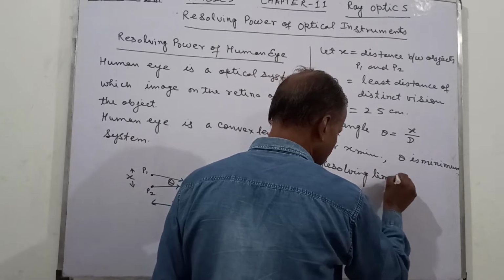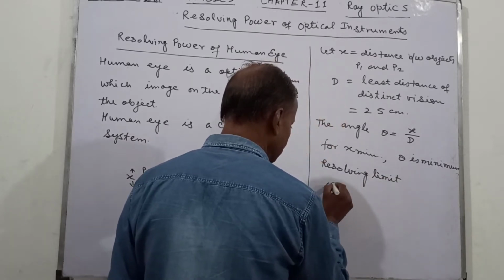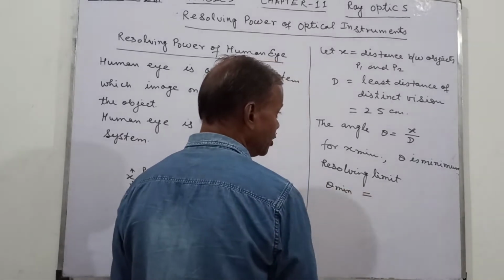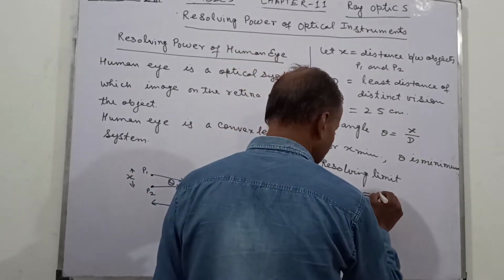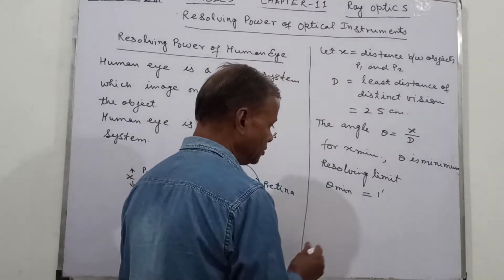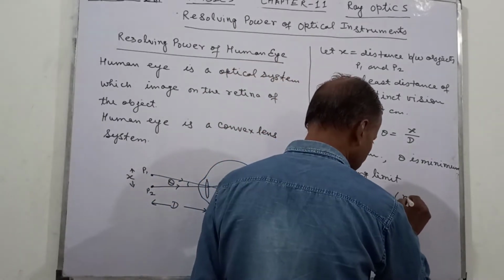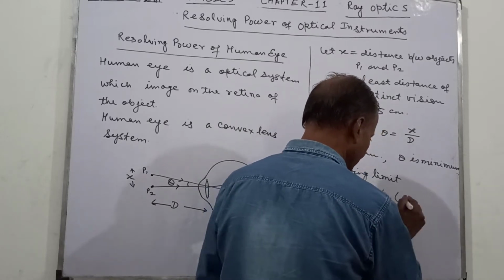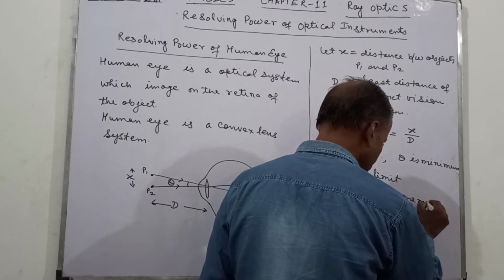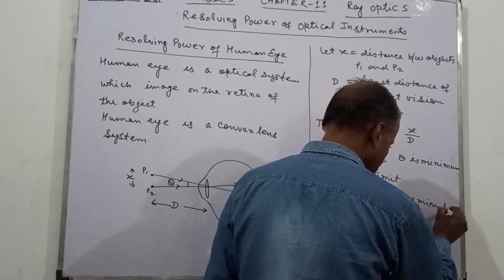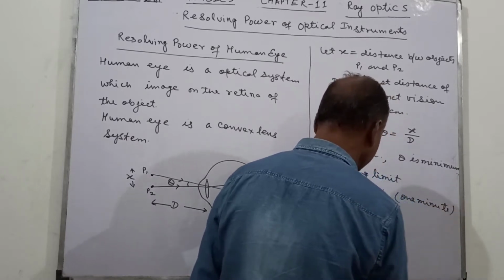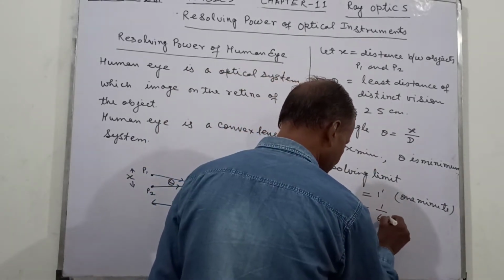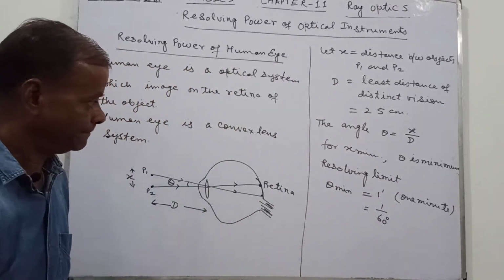Resolving limit. This is theta minimum, and this theta minimum comes out to be 1 minute. This is 1 minute, or this is equal to 1 upon 60 degree.